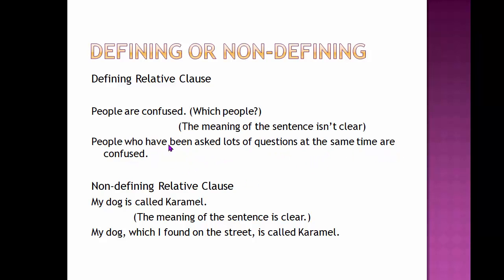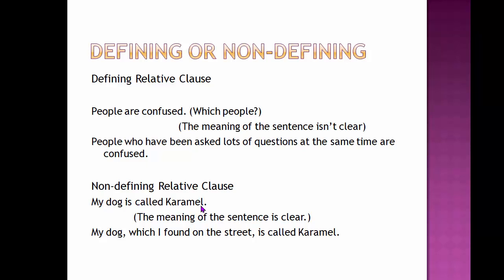So, do I need this sentence? Of course, because if I don't use this sentence, I can't understand the meaning. People are confused. This sentence makes sense. So, I need this sentence. If you omit this sentence, I can't understand the sentence. So, it is defining relative clause. It is essential. What about non-defining relative clause?